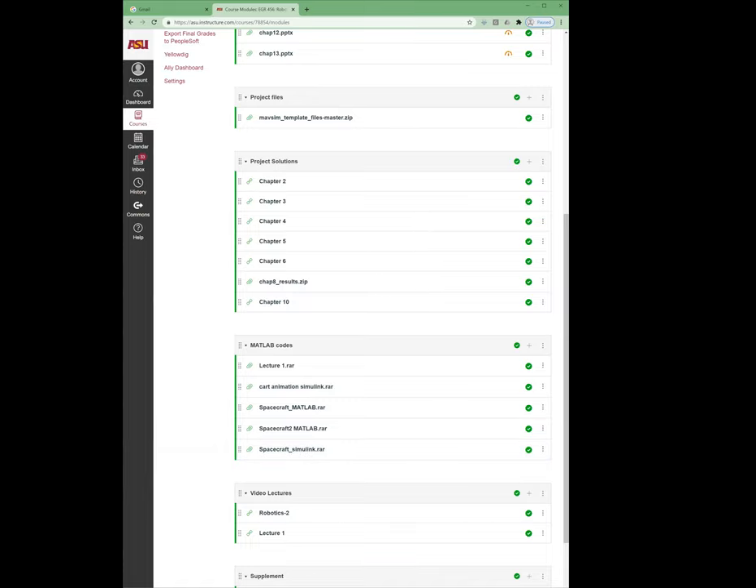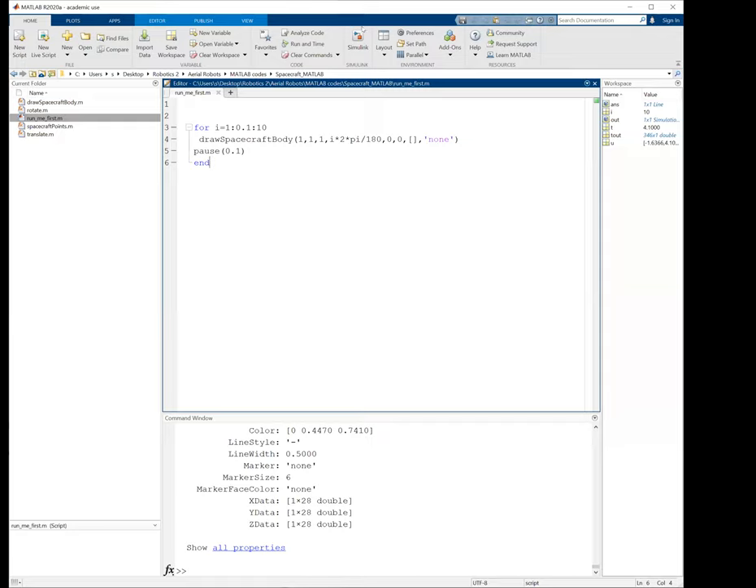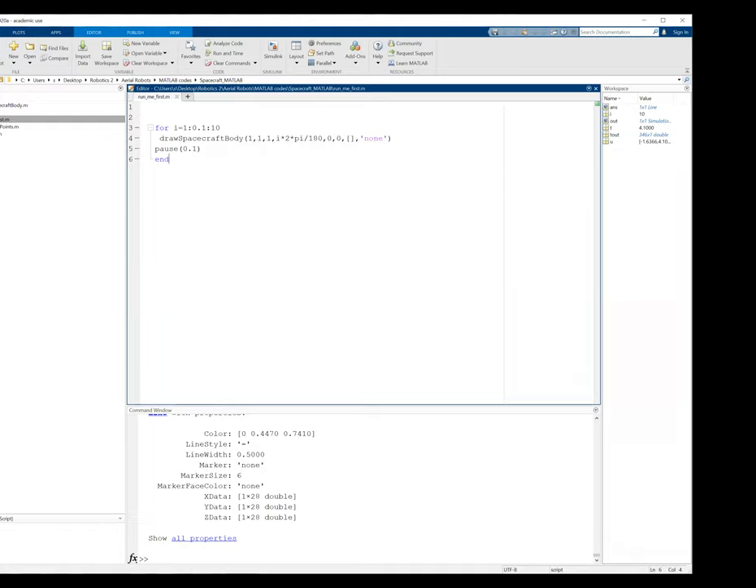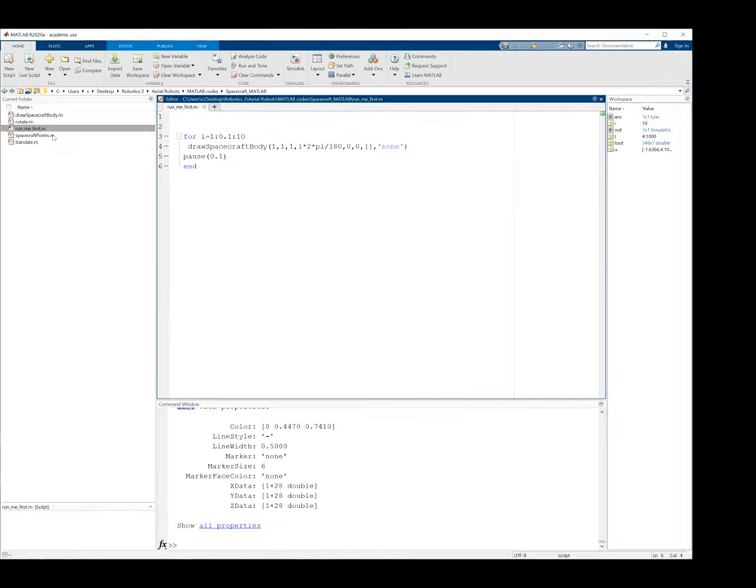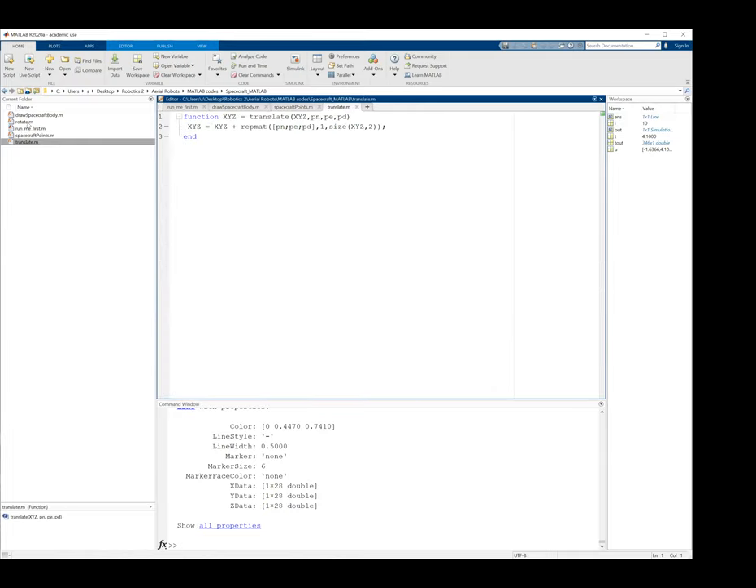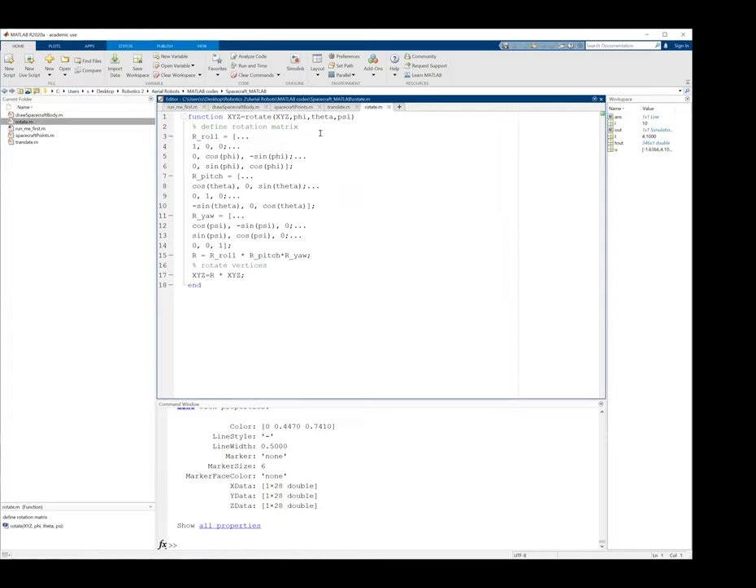We are going to use these files to run simulation. At this point, I want to make sure that you have MATLAB opened up, and you should be able to see my screen. I'm going to go through the discussion. First and foremost, I want you to open the function xyz equals rotate xyz c theta psi.